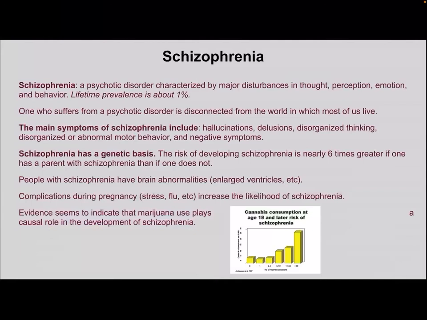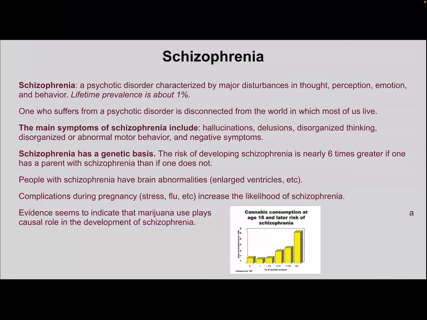So the main symptoms of schizophrenia, and I'll go over them in detail in a little bit, are hallucinations, delusions, disorganized thinking, disorganized or abnormal motor behavior, and negative symptoms. I'll go over all of those in detail in a moment. Schizophrenia definitely has a genetic basis, as I showed in the biological perspective slide. If someone has an identical twin who's been diagnosed with schizophrenia, there's almost a 50% chance that they will have schizophrenia as well. Definitely a high genetic basis.